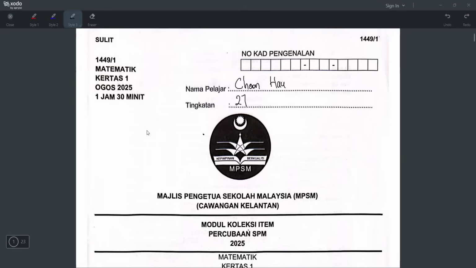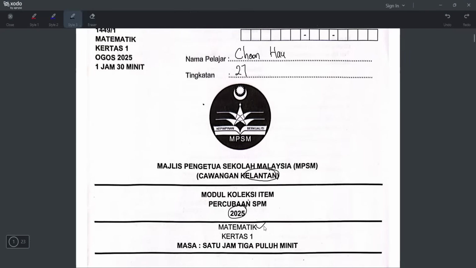This time I'm doing a maths paper, and this is the Kelantan paper. So I have the Kelantan trial for 2025, and this is the Mathematic Kertas 1. Okay, so I will start now.